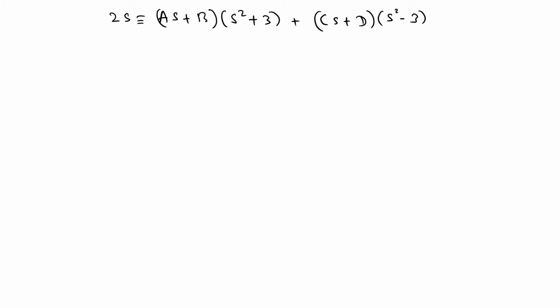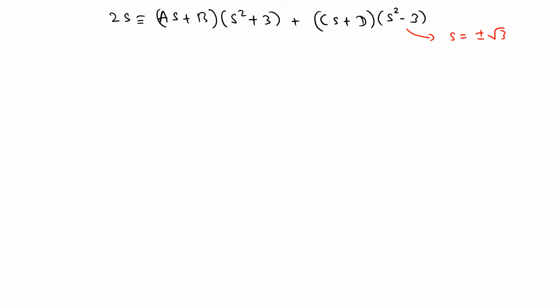We can use two methods: the substitution method, and also the coefficient method. When you try the substitution method, you can see that the terms are s equals plus or minus square root 3. So you can plug in those values and try to write equations for that. But if you feel like that's difficult, we can just use the coefficient method.